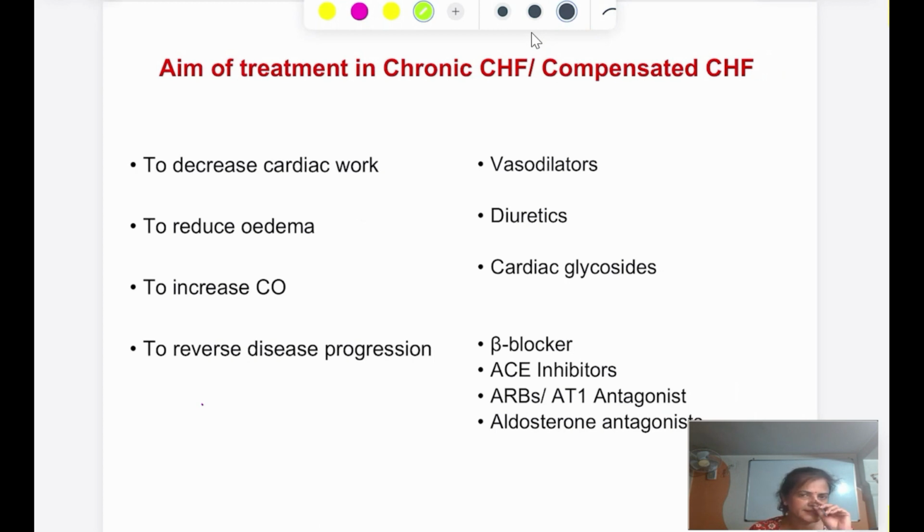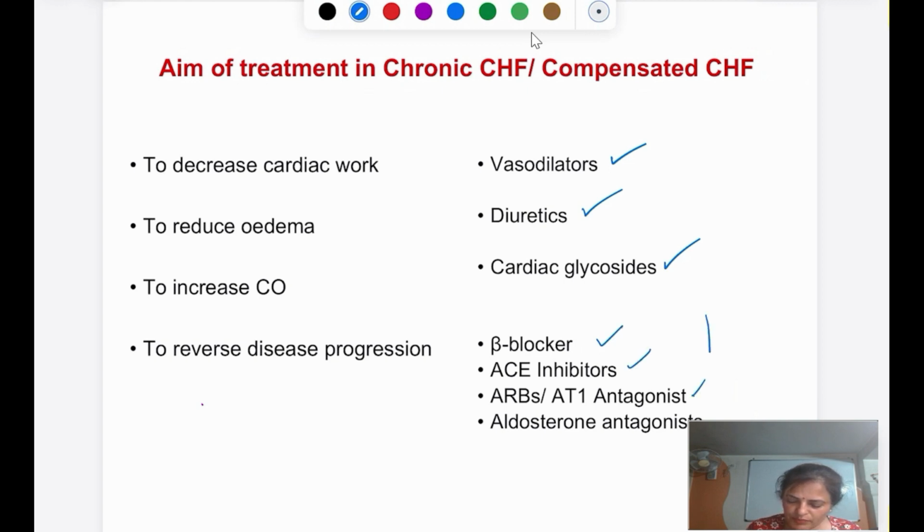You can see in the next slides, to decrease the cardiac work, we are putting the patient on vasodilator. To reduce the edema, we are giving diuretics. To increase the cardiac output, we are giving the cardiac glycosides. And to reverse the disease progression, we are giving a beta blocker, ACE inhibitor, all that, the RAS pathway. Okay? So now coming to the vasodilator, which is going to decrease the cardiac work.